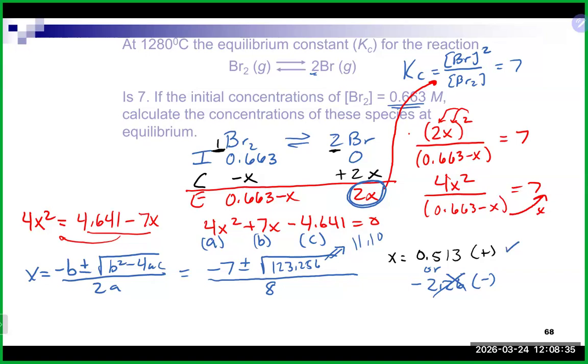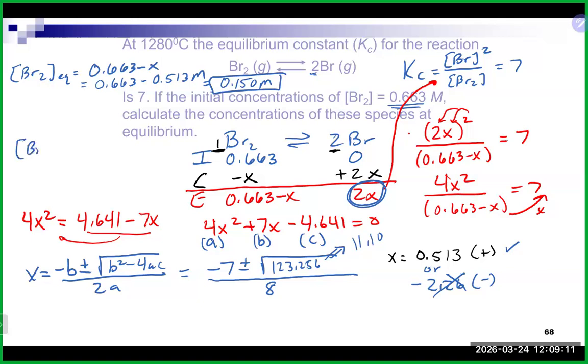And if we do that, that means that the concentration of Br2 at equilibrium is equal to 0.663 minus x, which would give us 0.663 minus 0.513. And that's going to give us an equilibrium concentration for that guy there of 0.150 molar. We could also do it for our product, which is Br.